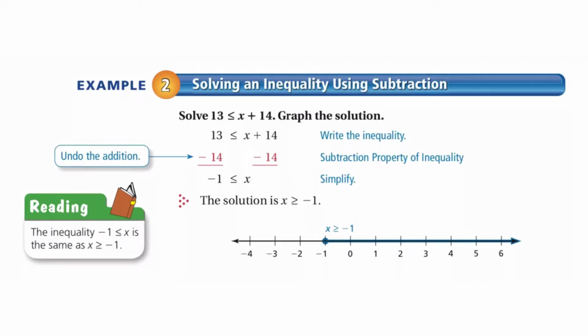And when you put x on the left-hand side and negative 1 on the right, you do have to turn that symbol around too. So x is greater than or equal to negative 1. The reason it's important to turn it around is because it makes it easier to graph. It's a filled in dot because it is or equal to, and it's pointing off to the right because x is greater than or equal to.